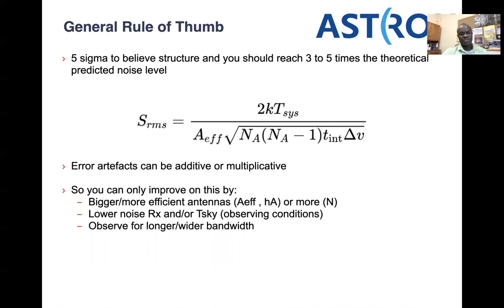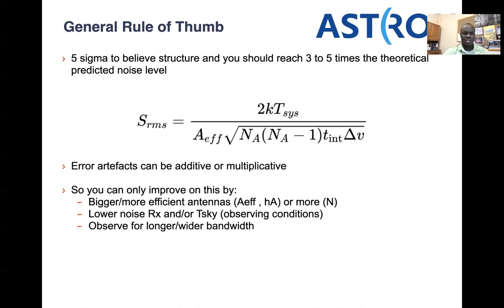The errors we find are effects of bad data points within our visibilities. They could be some kind of additive artifacts or multiplicative ones.